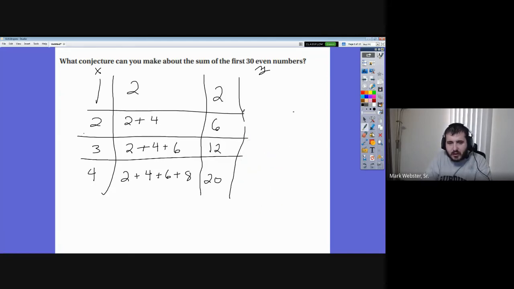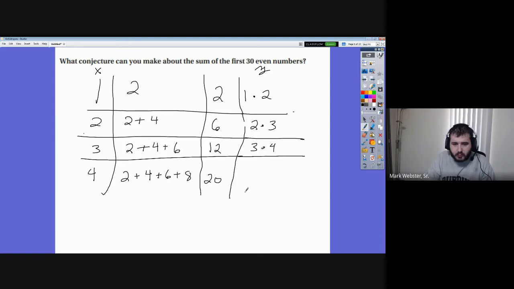So let's maybe try multiplication. Let's see if we can't find something more consistent here. So 2, well, that's 1 times what is 2? 2. 2 times what is 6? Let's figure out with 12. 3 times what is 12? 4 times what is 20? And now, if you look, 1 times 2, 2 times 3, 3 times 4, 4 times 5.